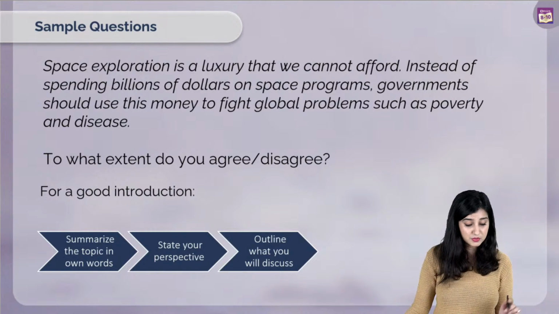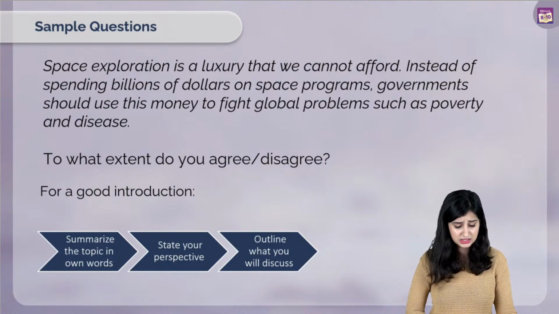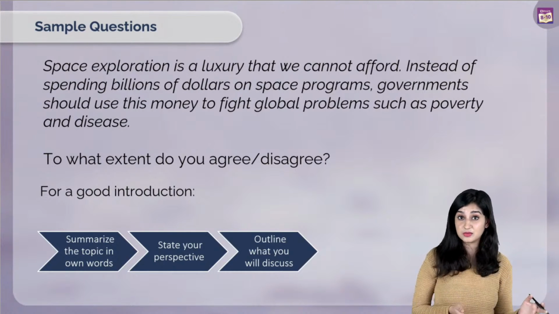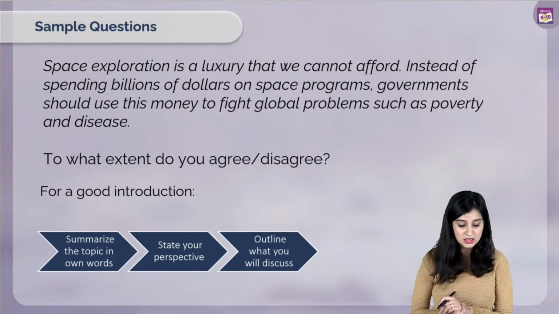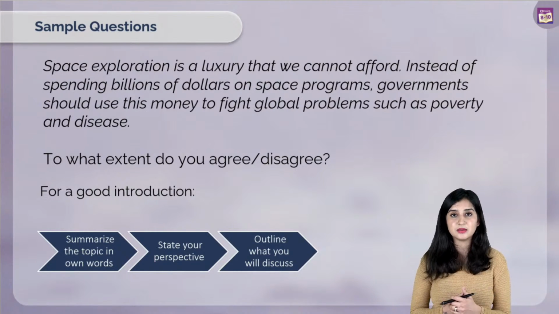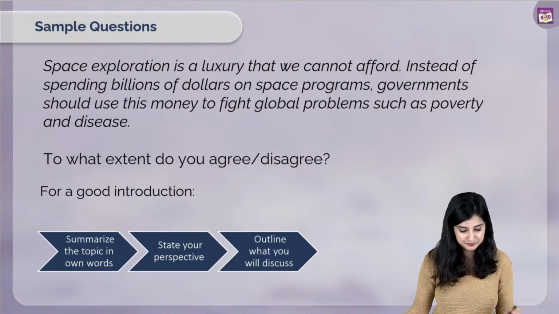So what are we going to do? Three things in the introduction. We're going to summarize the topic in our own words. We've already read the paragraph, so we can summarize what the context of the paragraph is. We will state our perspective. So here we are going to state if we agree with this or if we disagree with this. Then we can outline what will be discussed further in the paragraph. So we can give one sentence that will tell us what we are going to say further, okay?